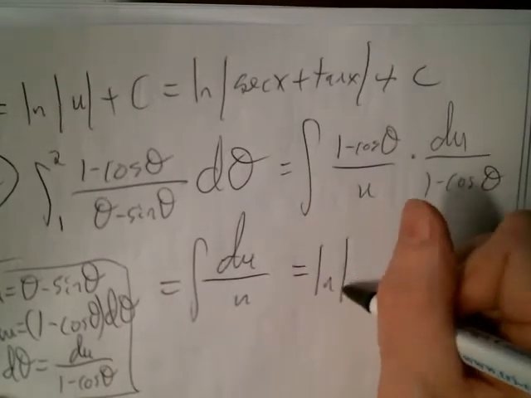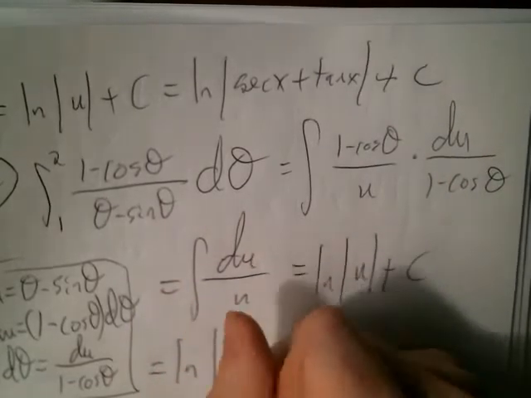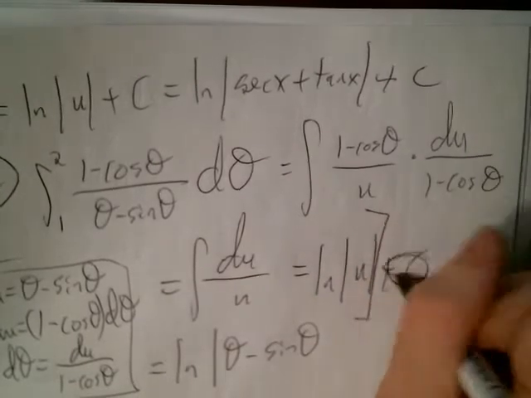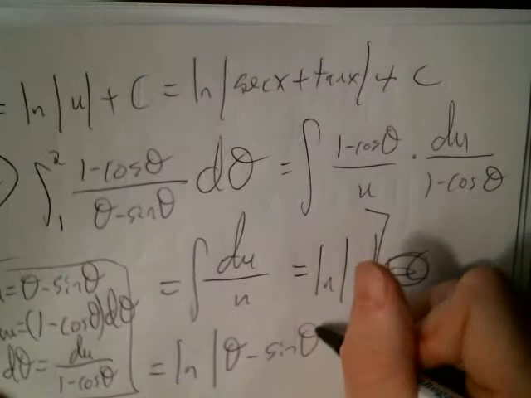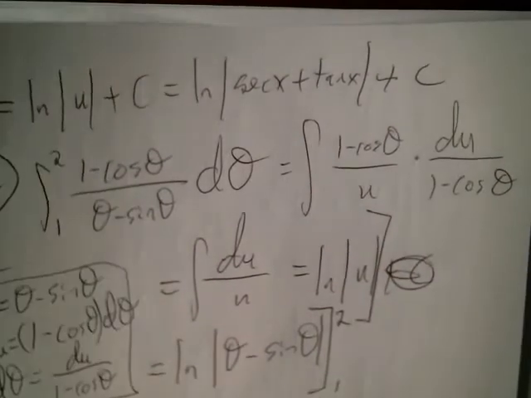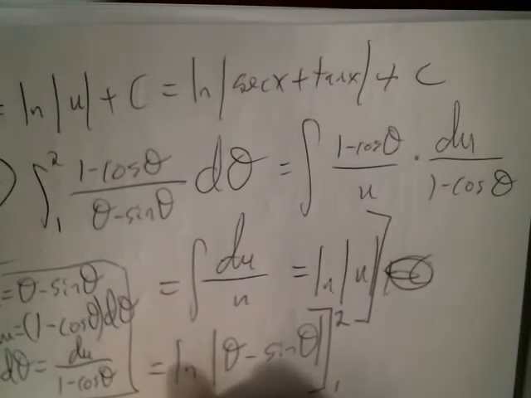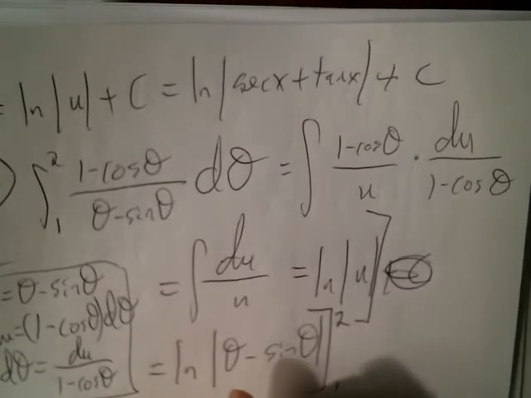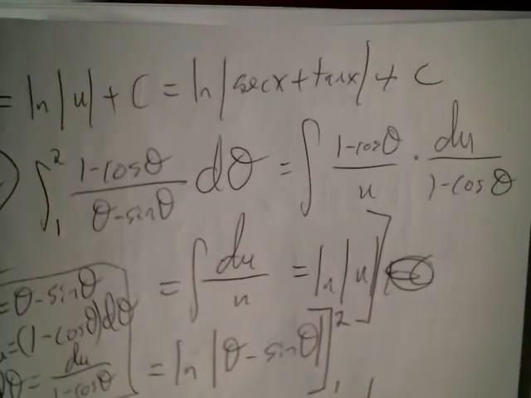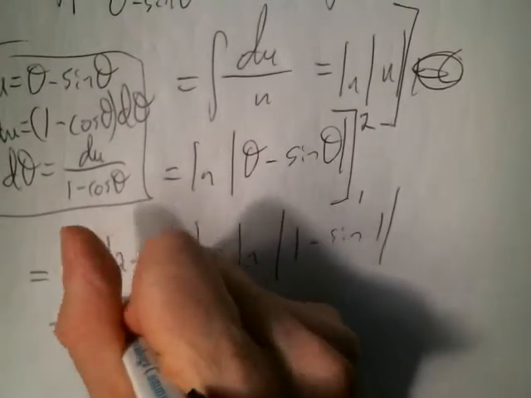And then that's the ln of the absolute value of u plus c. And then that's the ln of the absolute value of theta minus sine theta. Whoops, and we're not going plus c, right? We have to evaluate going from 1 to 2. So I'm going to plug in 1 and then 2. Unfortunately, I can't do that one in my head. So I'll have the ln of the absolute value of 2 minus sine of 2, and then minus the ln of the absolute value of 1 minus the sine of 1. Whatever that is, I did it on my calculator earlier today. It's 1.93 about.